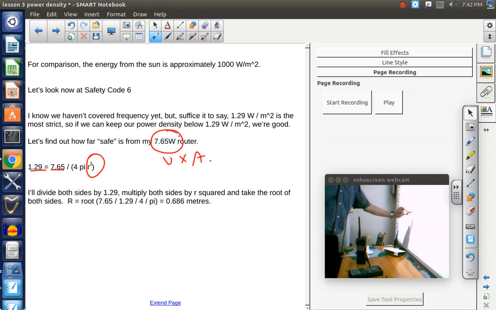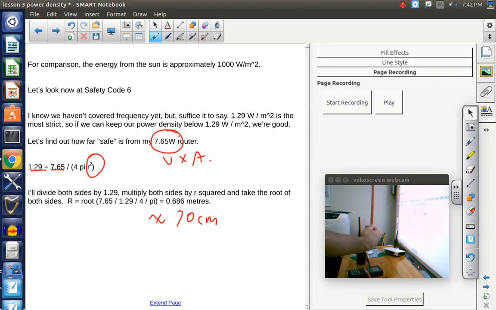So this is approximately 70 centimeters. Get my tape measure out here, and measure off 70 centimeters. So there's a safe distance from here to my finger.